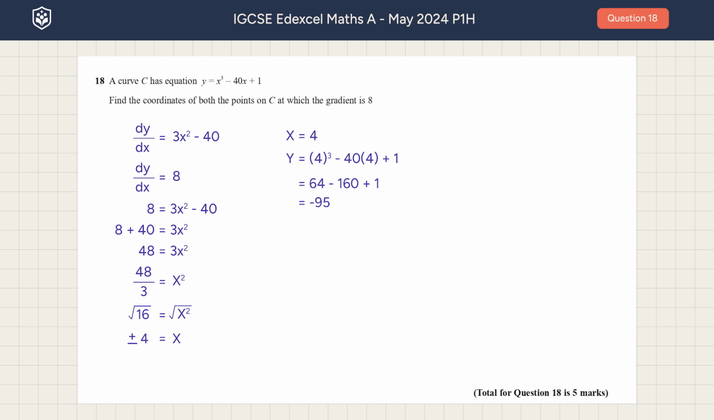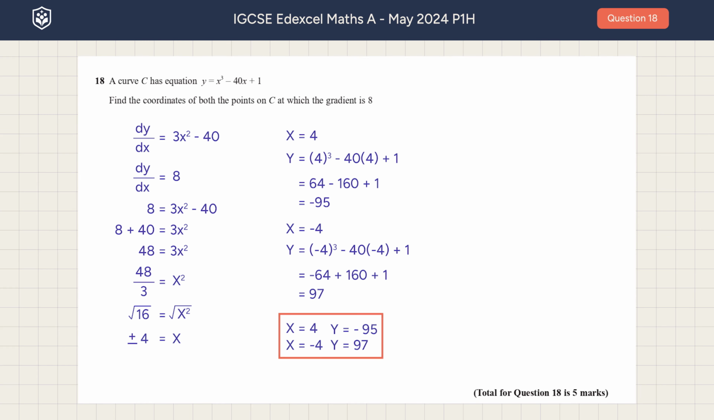Now we do the same for negative 4. So, at x equals negative 4, y equals negative 4 cubed minus 40 times negative 4 plus 1, which is negative 64 plus 160 plus 1, which gives us 97. So now we know the y coordinates.